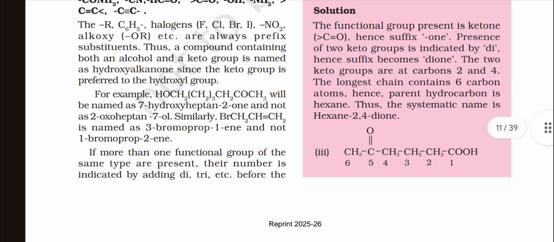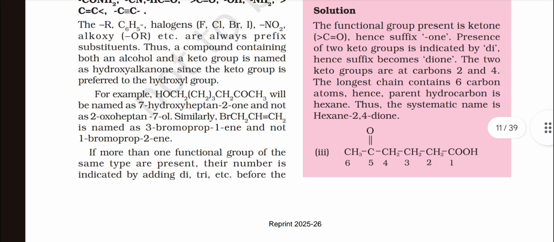are always prefix substituents. Thus a compound containing both an alcohol and a keto group is named as hydroxyalkanone, since the keto group is preferred to the hydroxyl group. For example, HOCH2CH2CH2CH2CH2COCH3 will be named as 7-hydroxyheptan-2-one and not 2-oxoheptan-7-ol. Similarly, BrCH2CH=CH2 is named as 3-bromoprop-1-ene, not 1-bromoprop-2-ene.